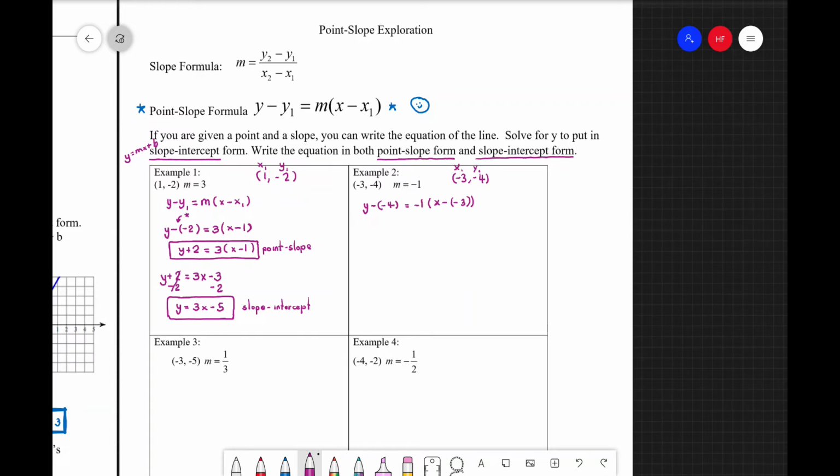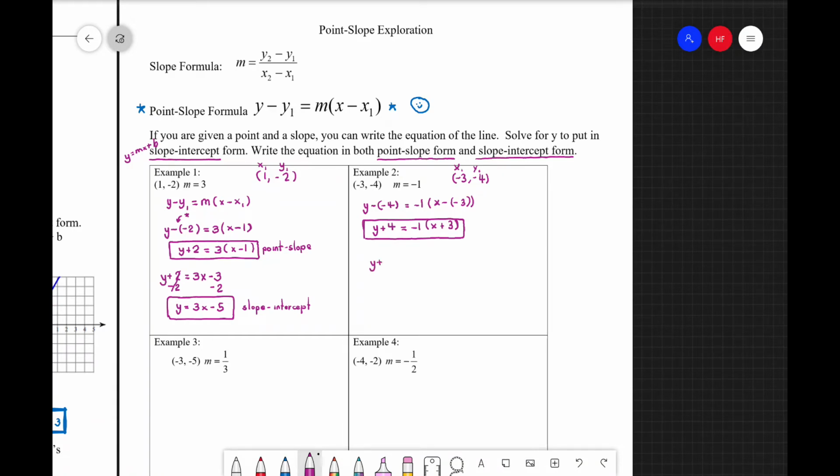So I see minus negatives on both of them, so I'm going to change those to plus, both of them. So y plus 4 equals negative 1 times x plus 3, and that is my point slope. And then I'm going to solve that for y, so that way I can get my slope-intercept form.